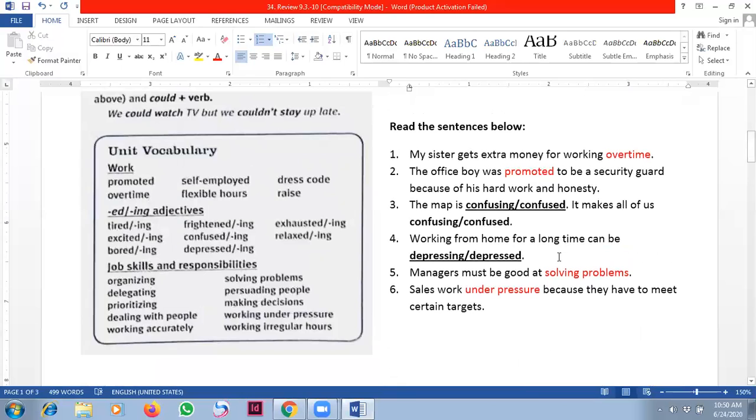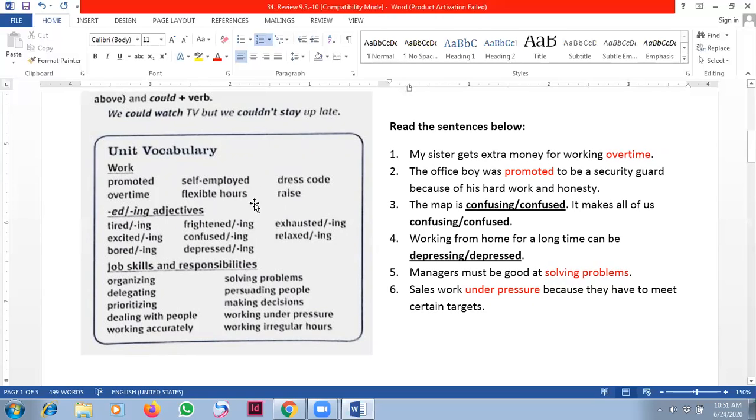Let's continue on to the vocabulary. Promoted, overtime, self-employed. Self-employed means you work at home. You are your own boss, they say. You are your own boss. Who is the boss? I am the boss. Who is the employer? Employee? I am the employee. So I am my own boss.